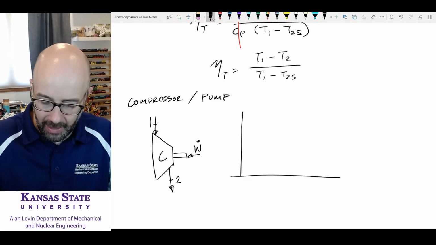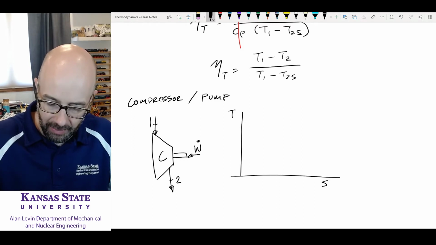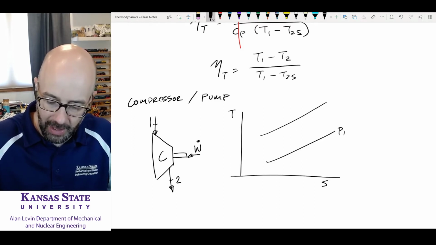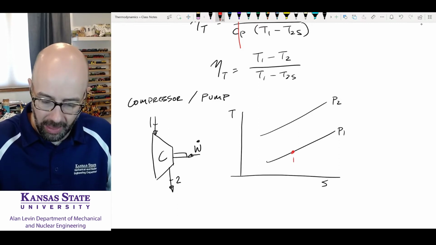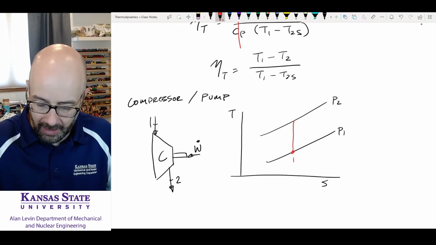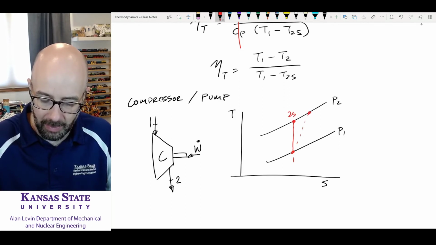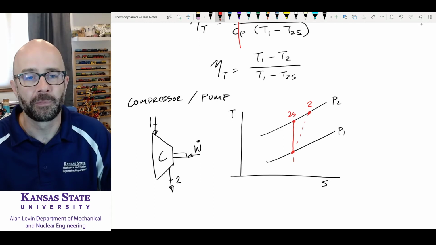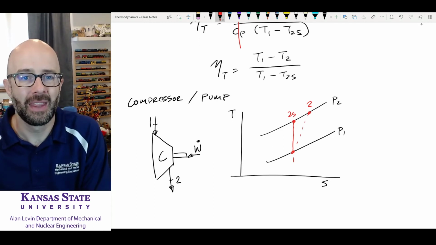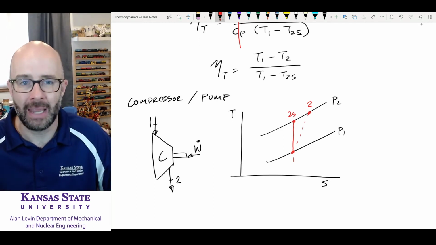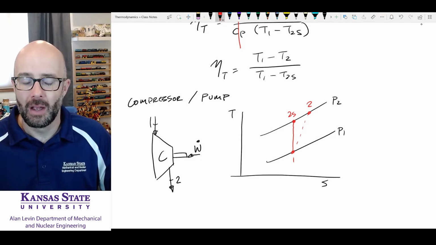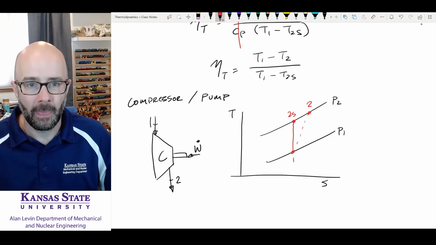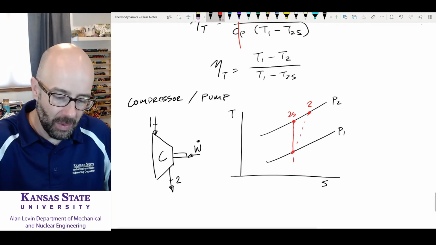And again here on a TS diagram, we're going to have two lines. Here's going to be a pressure 1 and a pressure 2. We're going to come in here at state 1 and go up here to state 2S. Ideally, that's where we would be. But actually, we're at state 2, just for all the same reasons as for a turbine. I'm not going to repeat those.